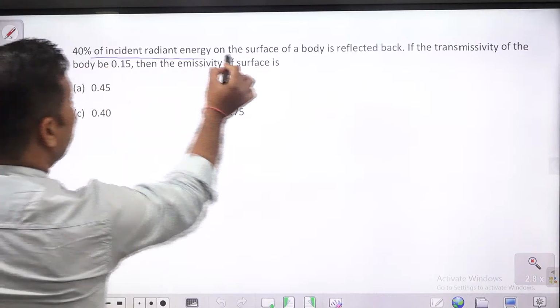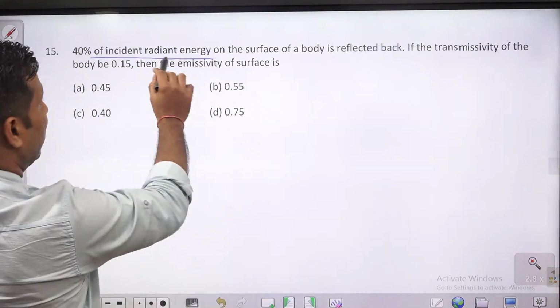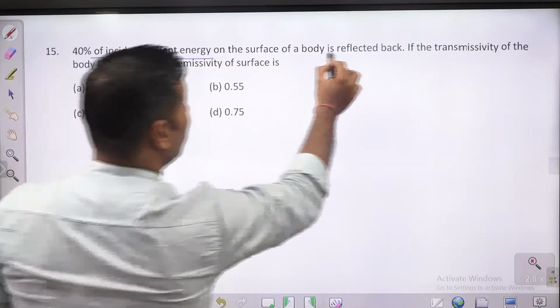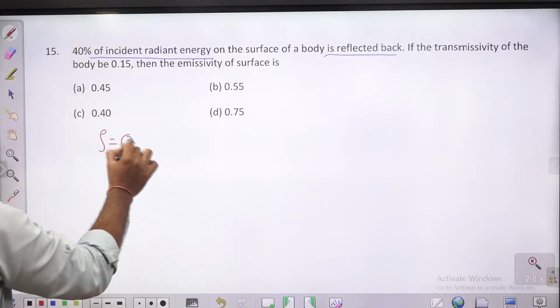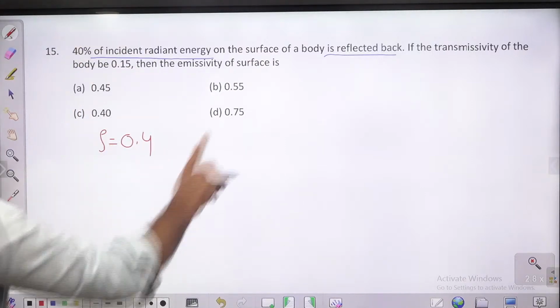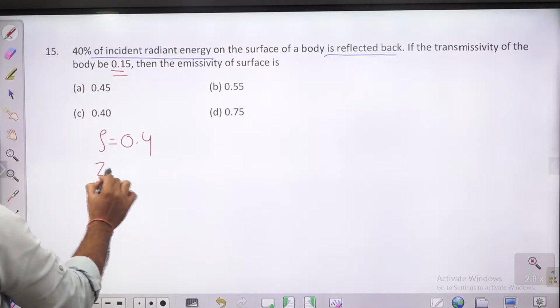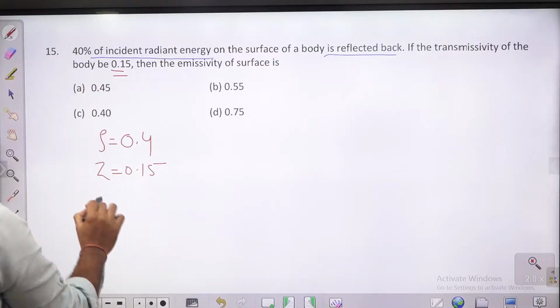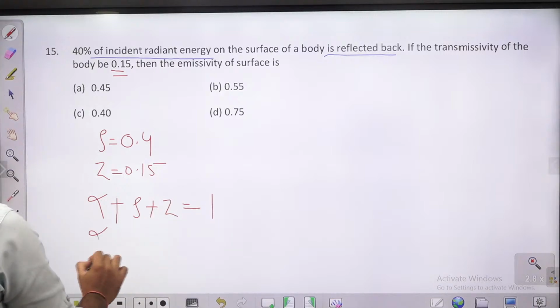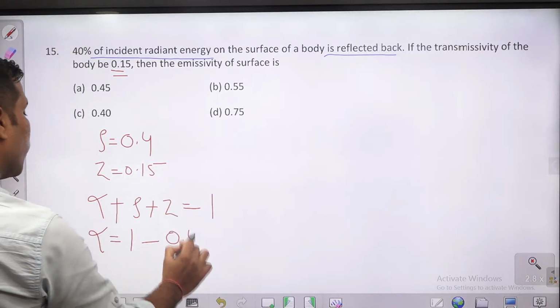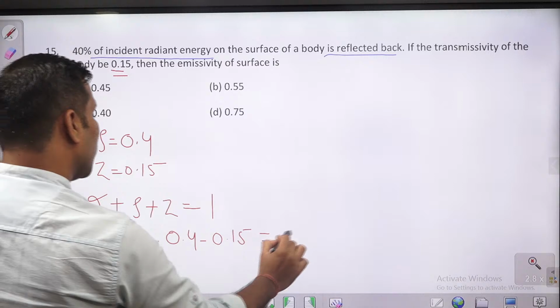40% of the radiation energy on the surface of a body is reflected back. Means reflectivity is how much, children? 40% you are reflecting, means reflectivity is 0.4. Transmissivity is this. Transmissivity is how much? 0.15. So for any surface, the sum of absorptivity, reflectivity plus transmissivity equals 1, means absorptivity equals 1 minus 0.4 minus 0.15. So this is equal to what, guys?